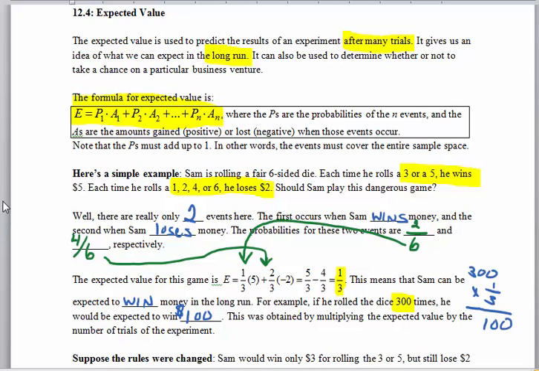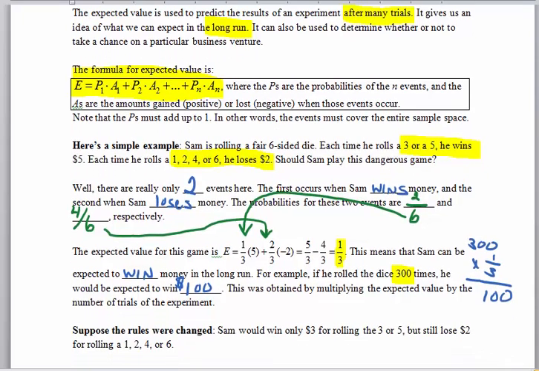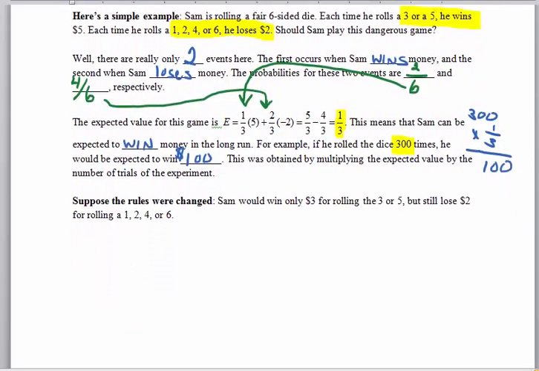$100. So how did I get that again? I just multiplied the expected value of 1/3 by the number of trials, which was 300. Okay? So that's a simple example of expected value, just with a simple game of rolling a die.